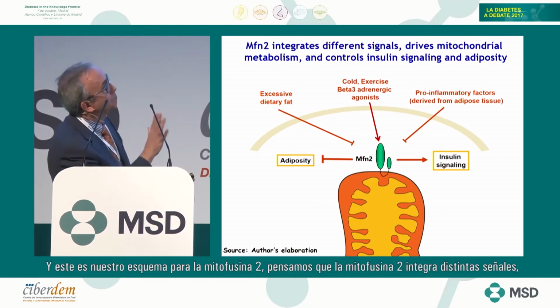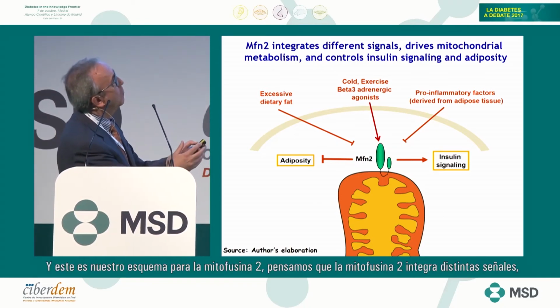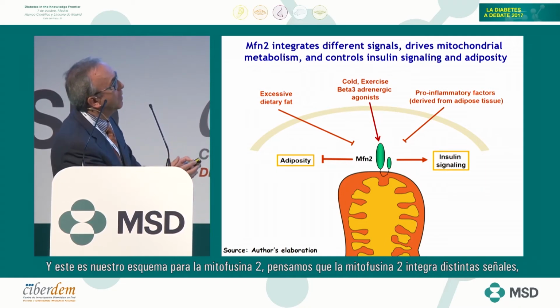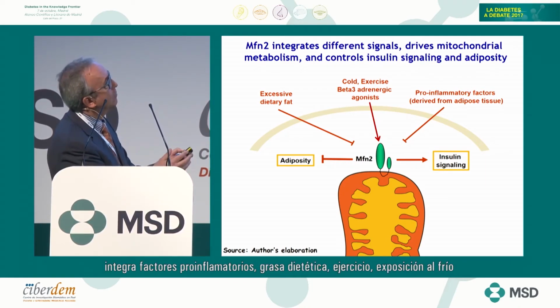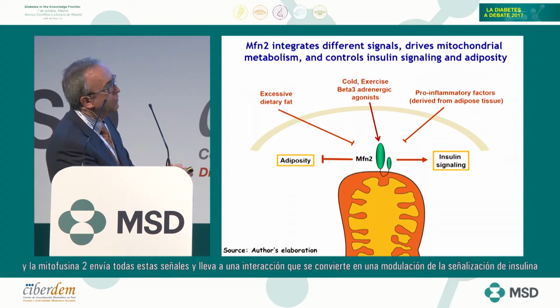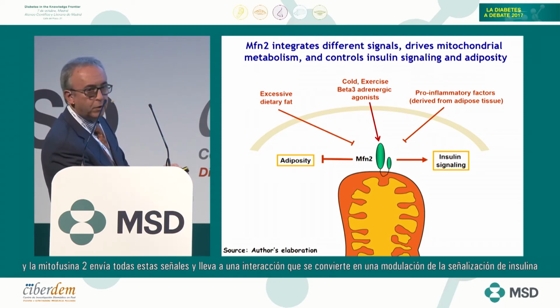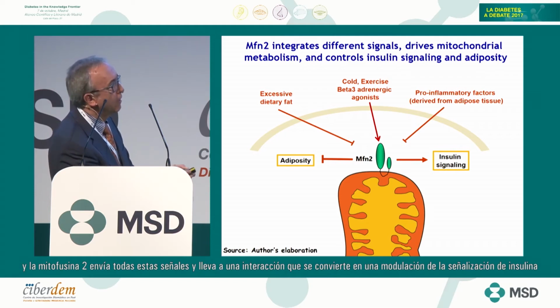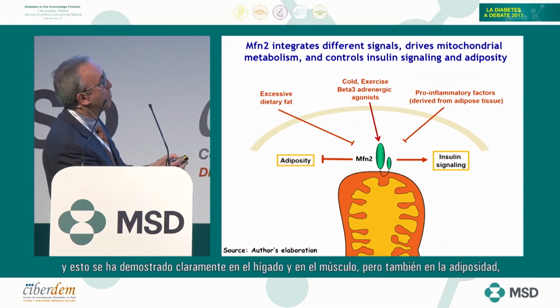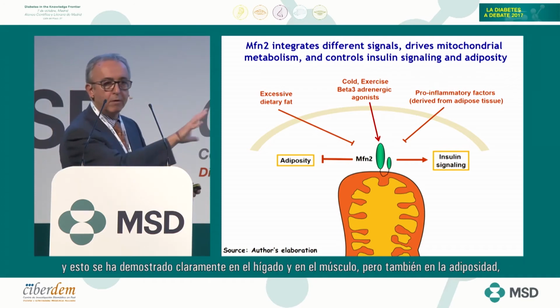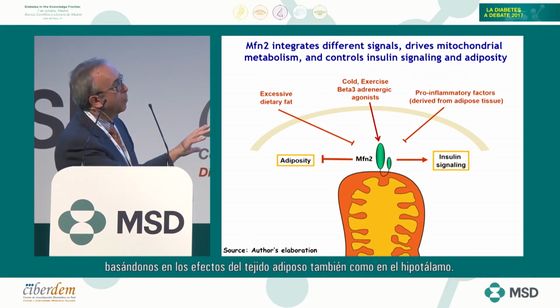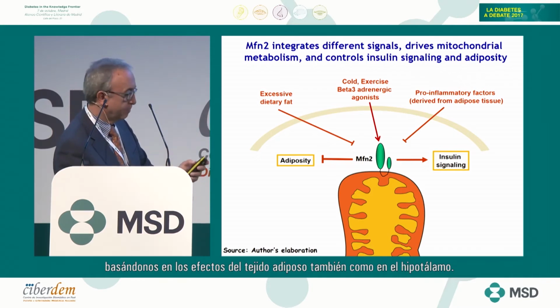So this is our scheme for mitofusin 2. We think that mitofusin 2 integrates different signals: pro-inflammatory factors, dietary fat, exercise, exposure to cold. Mitofusin 2 senses all these signals and leads to an integration which is converted into a modulation of insulin signaling, and this is something very clearly demonstrated in liver and muscle, but also in adiposity, based on the effects in adipose tissue as well as in hypothalamus.